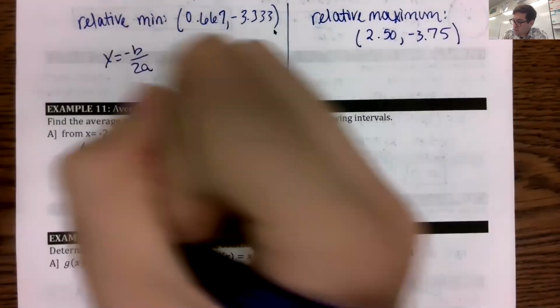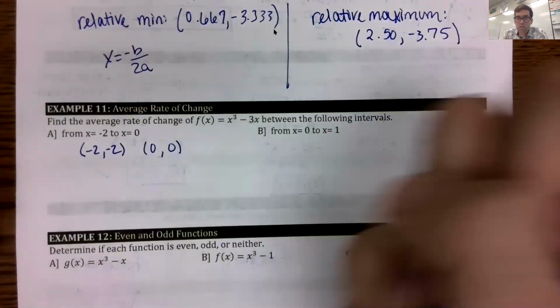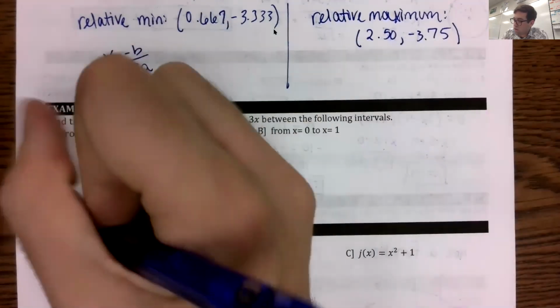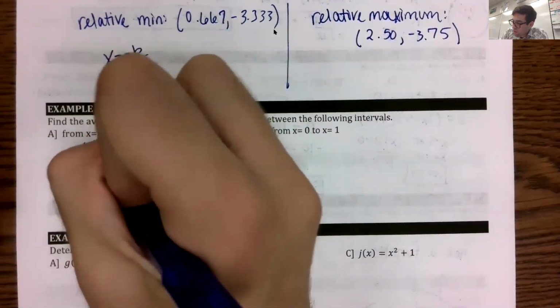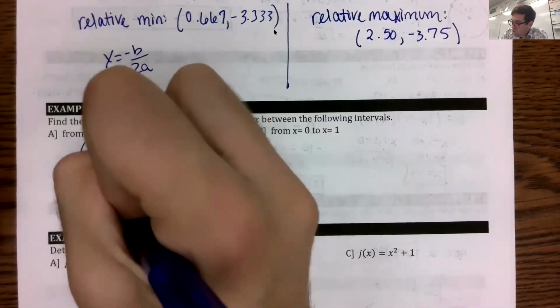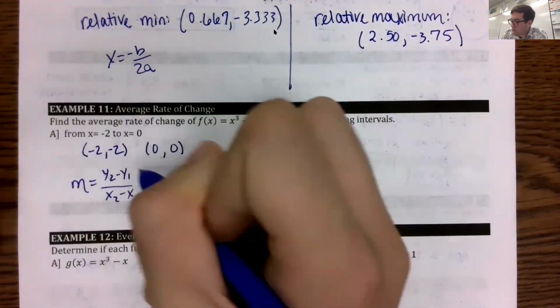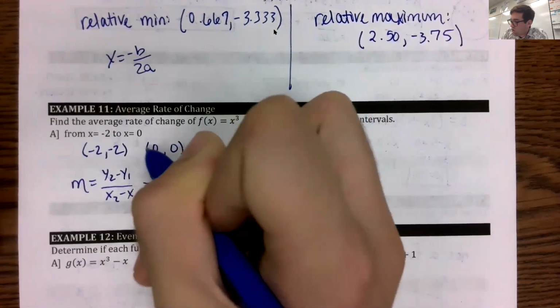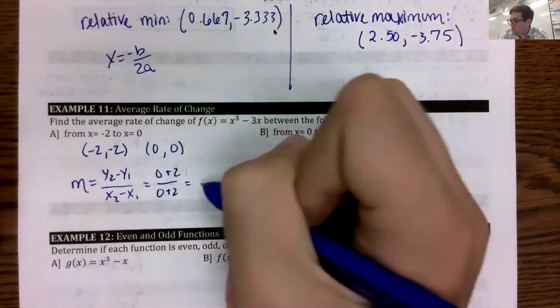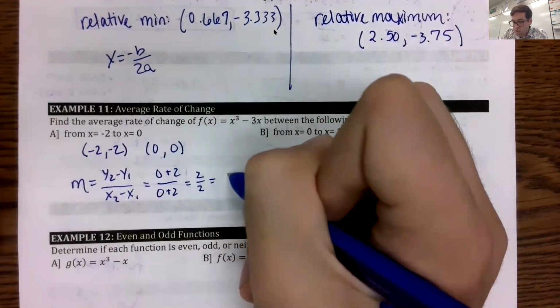Okay, so we're going to plug that into the slope formula because average rate of change just means the slope between the 2 points. So we go to m equals y2 minus y1 over x2 minus x1. Plug it in, so we're going to get 0 minus -2 over 0 minus -2 is 2 over 2, which is 1.